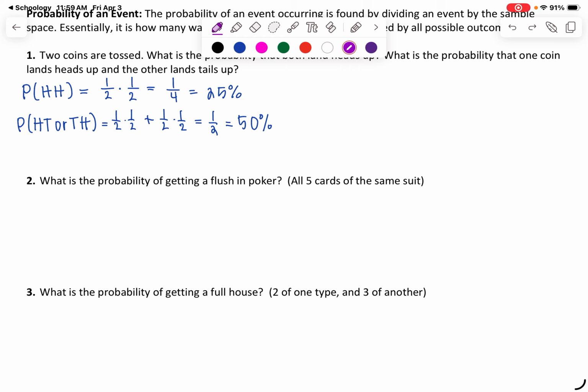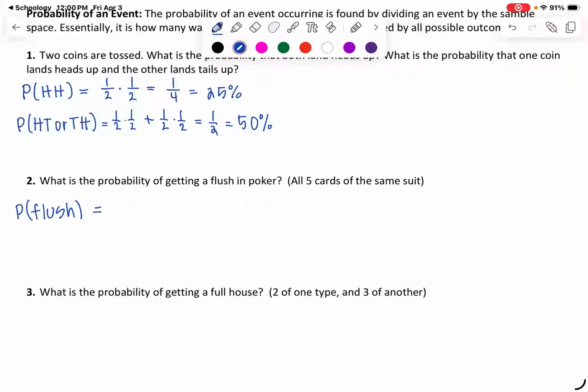Okay, what is the probability of getting a flush in poker? In my last screencast, I talked about all the different ways to get a flush and all the different ways to get a poker hand. So this is now the probability. I'll go back to those notes just so we can see it. Probability of getting a flush.